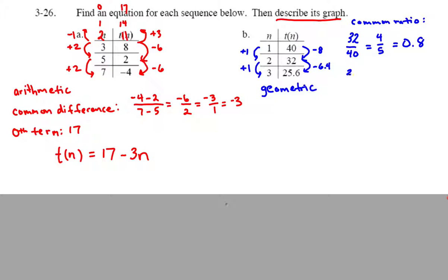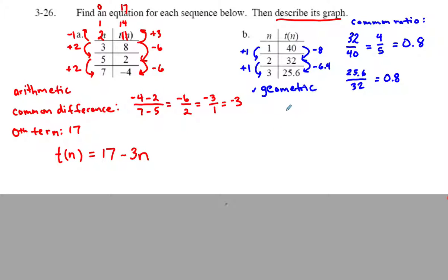So 25.6 divided by 32. When we look at that, we know that 32 goes into 256 8 times, right? But since we have a decimal, we've got to move it over 1, so this also gives us 8/10, or 0.8. So we can conclude that yes, this one is a geometric sequence.